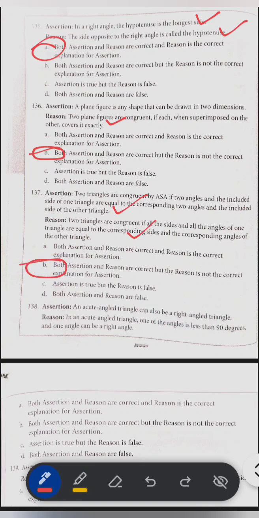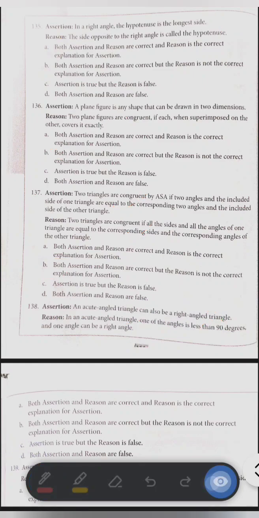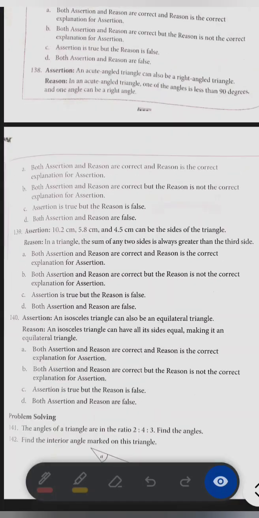Now 138. An acute angle triangle can also be a right angle triangle. No. Why is it not? Because one angle is already 90 degrees, which is not an acute angle. So assertion is false here. In an acute angle triangle, one of the angles is less than 90 degrees and one angle can be a right angle. No, in an acute angle triangle, all the angles are less than 90 degrees. So this one is also false. Option D is the correct answer. Both assertion and reason are false.